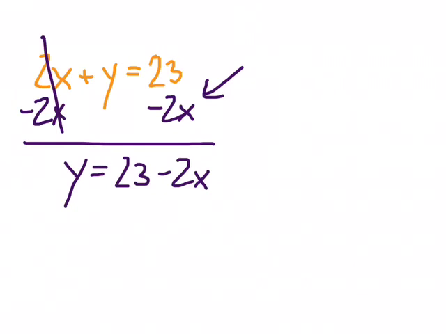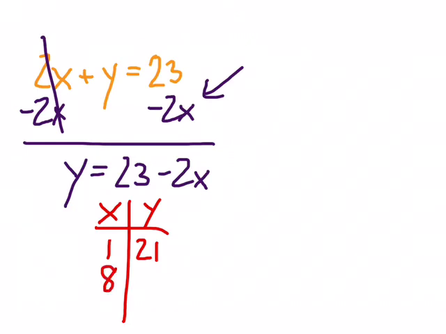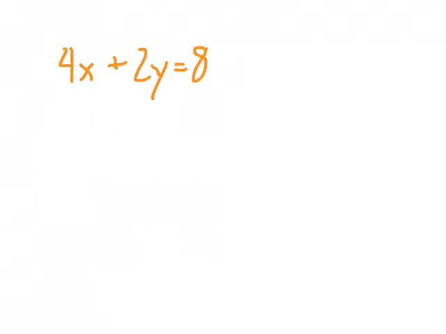From there, it's really easy to go through my whole graphing process, plugging in numbers and finding y values. So again, I could say if x is 1, well, 2 times 1 is 2, and 23 minus 2 is 21. So my y value is 21. If x is 8, 2 times 8 is 16, and 23 minus 16 is going to be 7. And that's pretty much back to the same thing we were doing before.